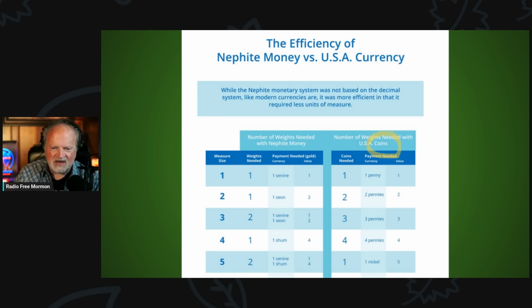But what they're going to do now is compare the greater values among the Nephite currency, in other words, the ones that are over a dollar and over. They're not going to compare those with greater values of US currency, $1, $2, $5, $10. No, they're going to trick you and compare it with the lesser values in the US currency, the coins, with 1 penny, 2 penny, 3 penny, 4 penny, a nickel.